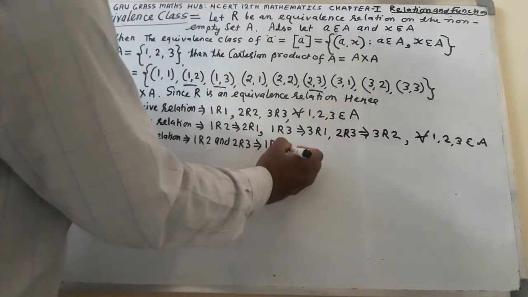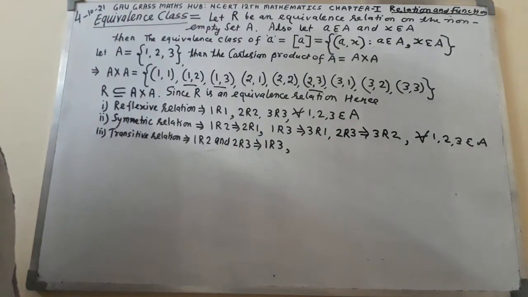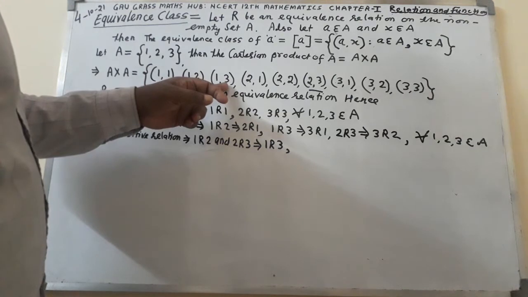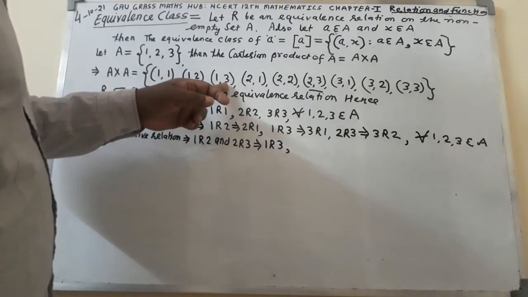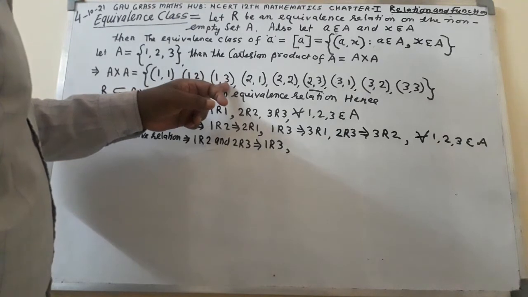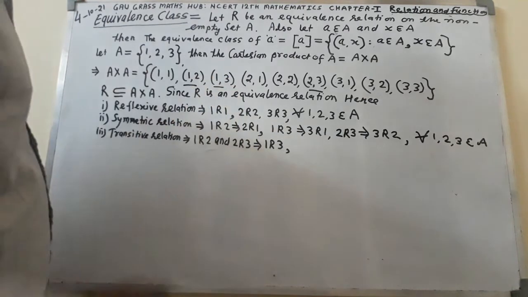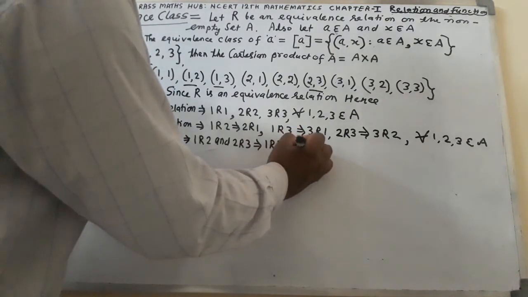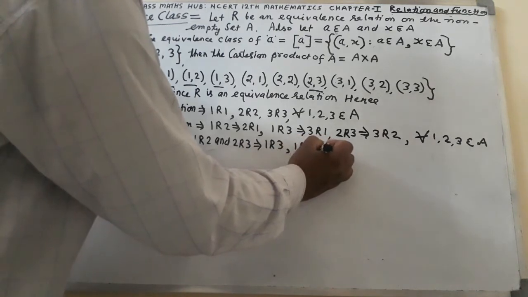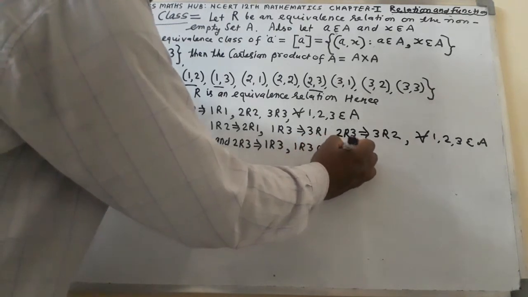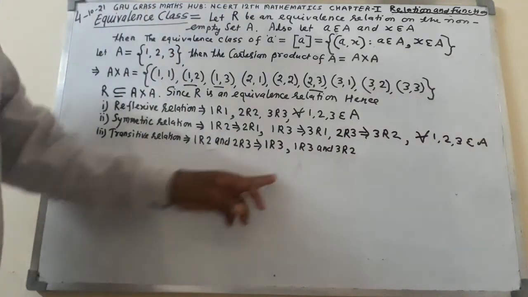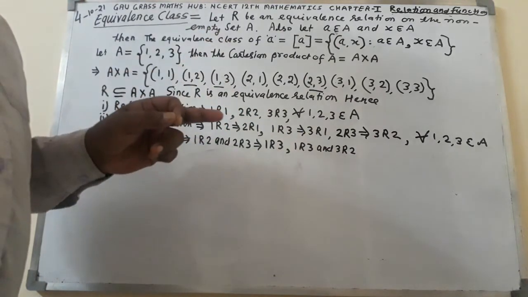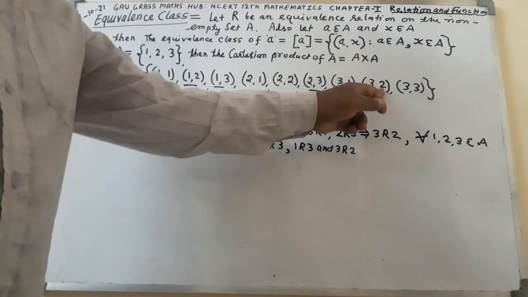Now, comma I shall write. Take anyone. Now, if I take 1 related to 3 and 3 related to 2. Just find out, 1 related to 3 and 2 related to 3.